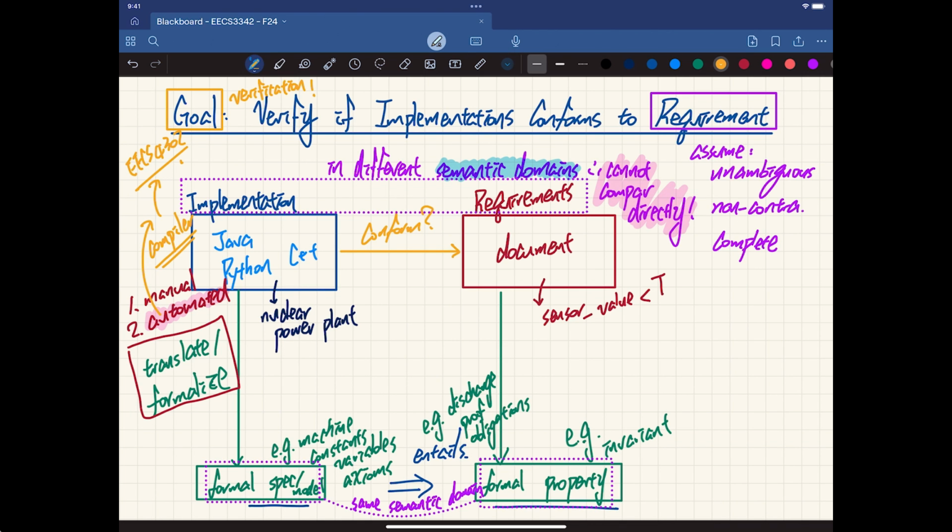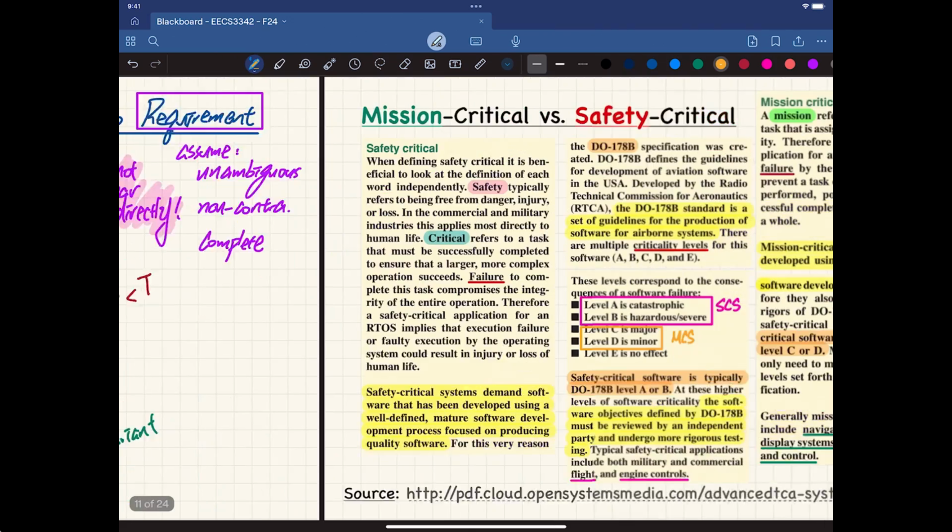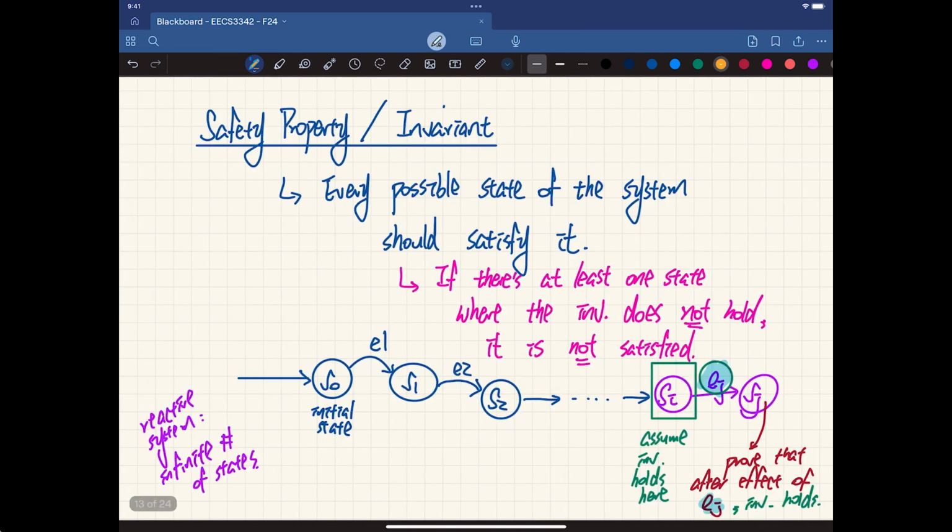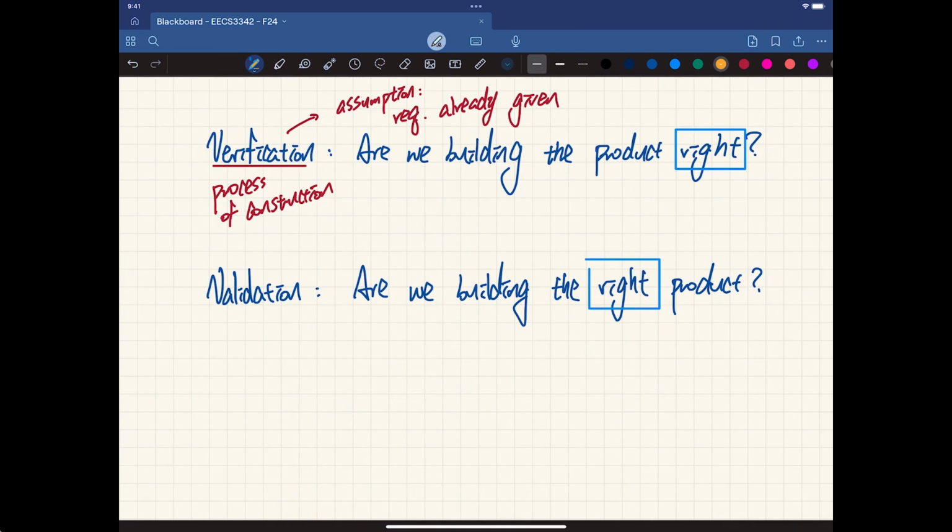Not validation. Okay, you can draw the connection here. Let me go back here. Okay, and then for validation, this is not really about the process itself. It's about whatever you're trying to build against, is it really the correct one? Is that really intended by the customers?